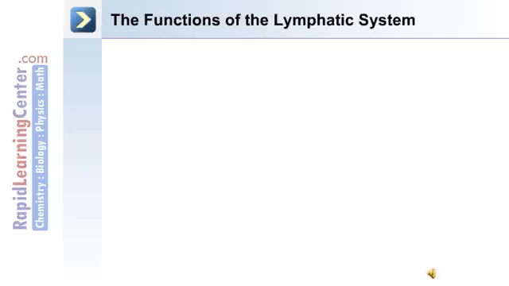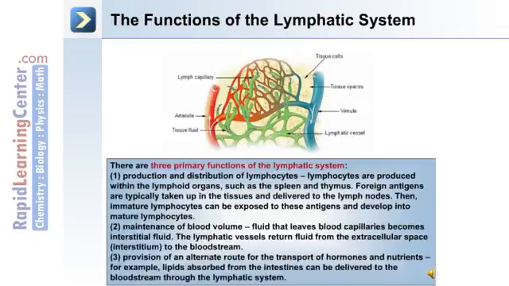What are the functions of the lymphatic system? There are three primary functions of this system. Number one is the production and distribution of lymphocytes. Lymphocytes are produced within the lymphoid organs, such as the spleen and thymus. Foreign antigens are typically taken up in the tissues and delivered to the lymph nodes. Then, immature lymphocytes can be exposed to these antigens and develop into mature functional lymphocytes.